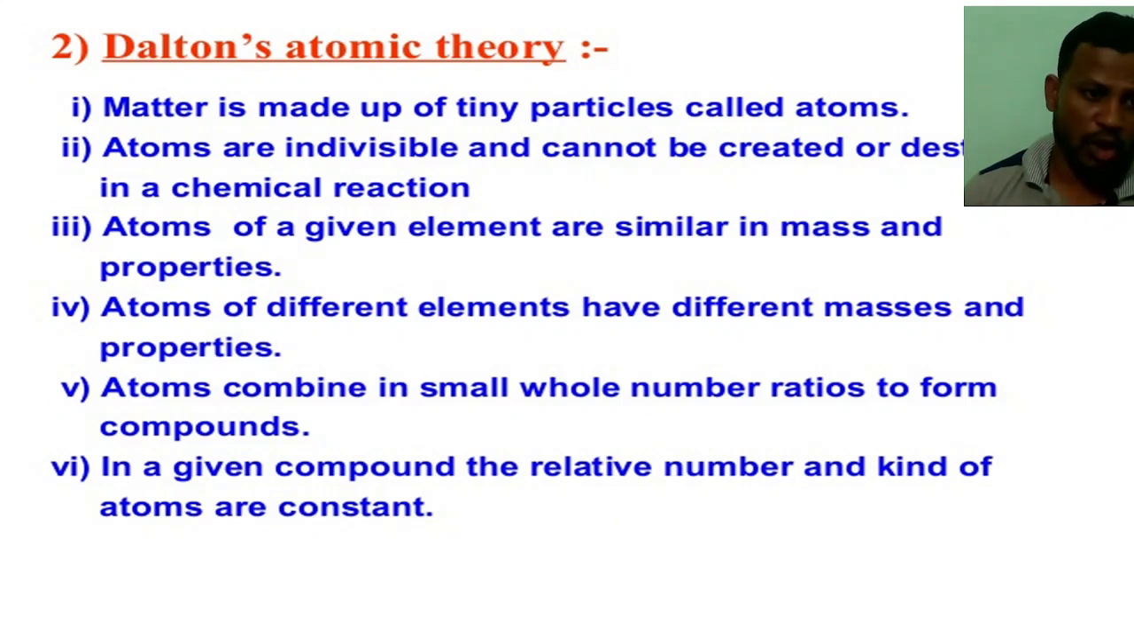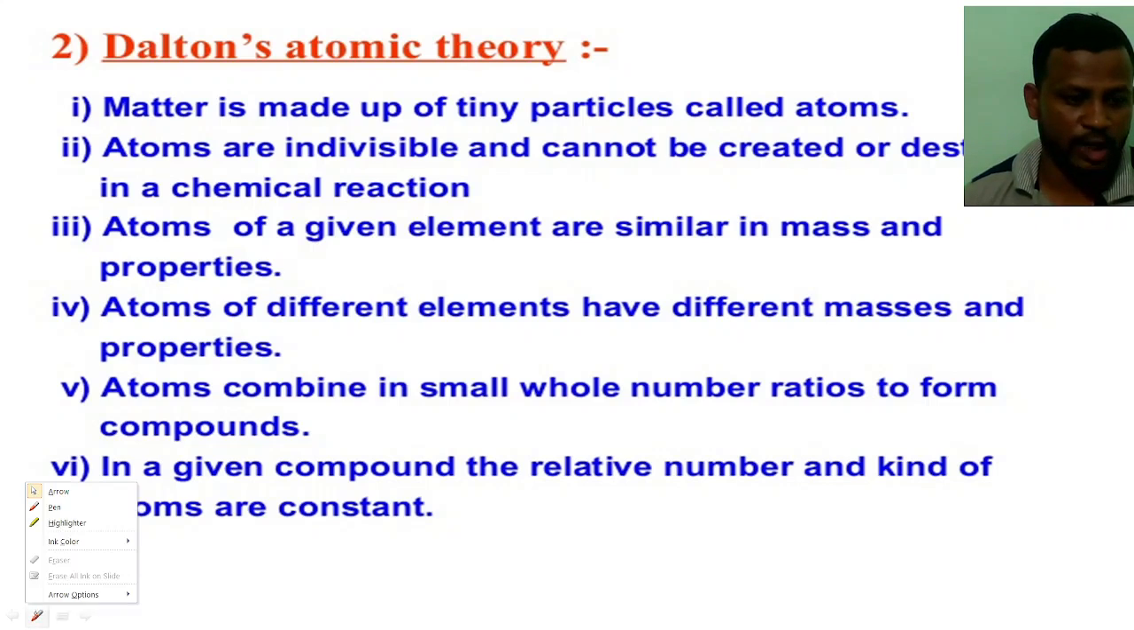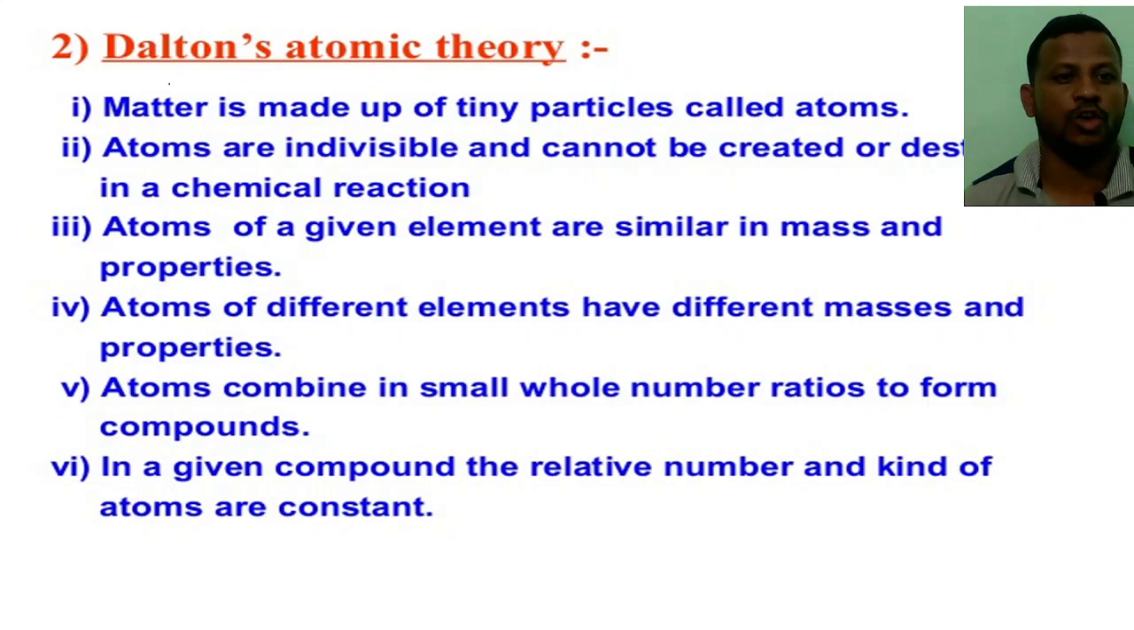Many scientists have given their own theories on atoms. Many scientists proposed their postulates according to their thinking related to atoms. Here is one scientist, John Dalton. He put forward the atomic theory. He gave some points here. The first point is that matter is made up of tiny particles called atoms.